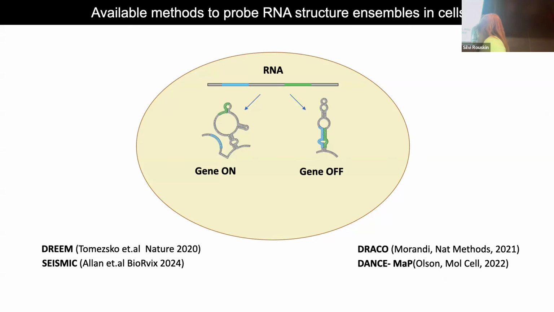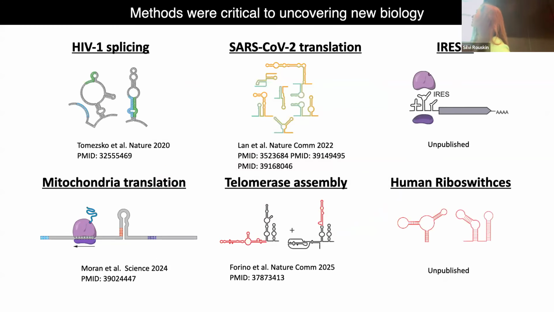And the cool thing about this whole field is that these approaches have allowed us to uncover a lot of new biology. In our first case, we worked on HIV and found interesting alternative structures that were regulating splicing. In the case of coronavirus, we found alternative structures that regulate frameshifting. More recently, in mitochondria, we also found alternative structures that regulate frameshifting for mitochondrial mRNAs.